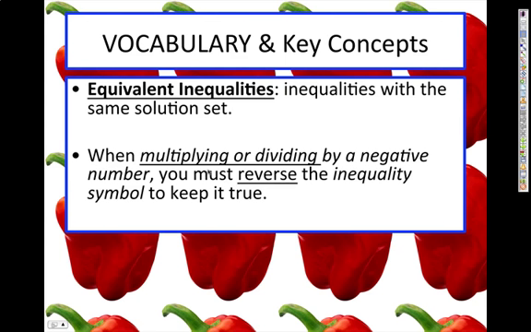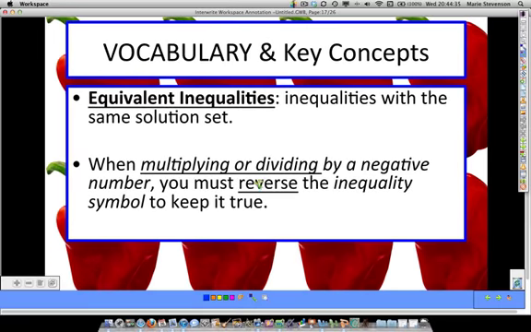However, the biggest thing for today, and this is what you're going to write down, this is our main key concept, is when multiplying or dividing by a negative number, you must reverse the inequality symbol to keep it true. You need to write that down and you need to highlight it in your notes right now. You have 1 minute, pause the video.